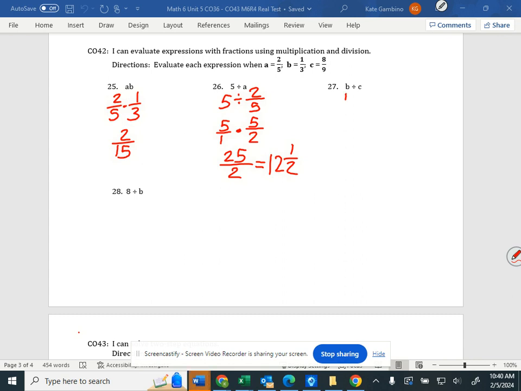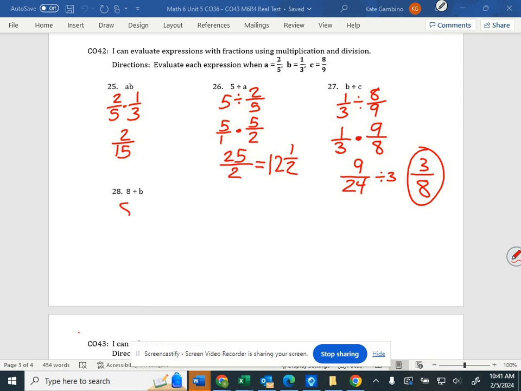Then we have B divided by C. I'm going to change it to a multiplying. Flip to the reciprocal. 1 times 9 is 9. 3 times 8 is 24. I had some people leave that as their answer. Unfortunately, we can simplify that. We can divide a 3 out. So your answer should have been 3/8.